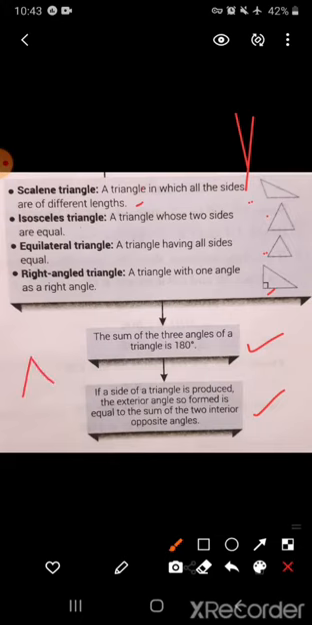If there is a triangle and if we increase the side like this, then this angle is equal to the sum of these small opposite angles, right? If a side of a triangle is produced, the exterior angle so formed is equal to the sum of these two interior opposite angles, right? Remember this point.